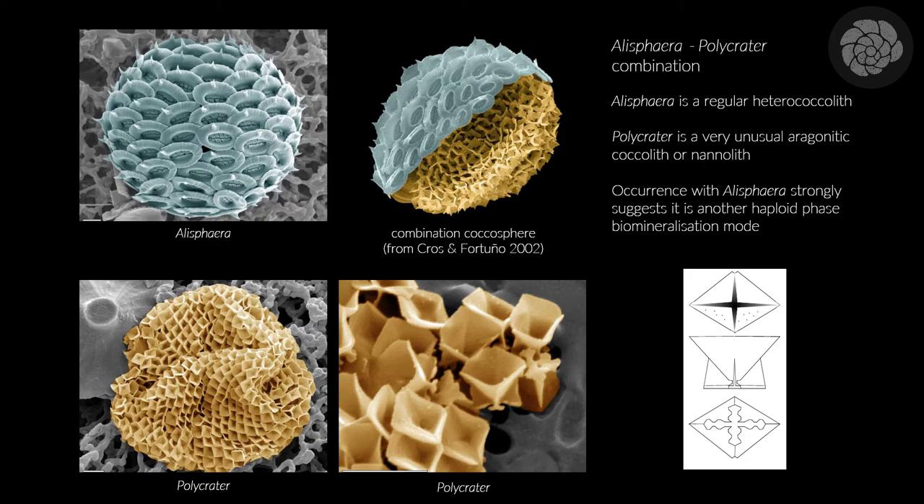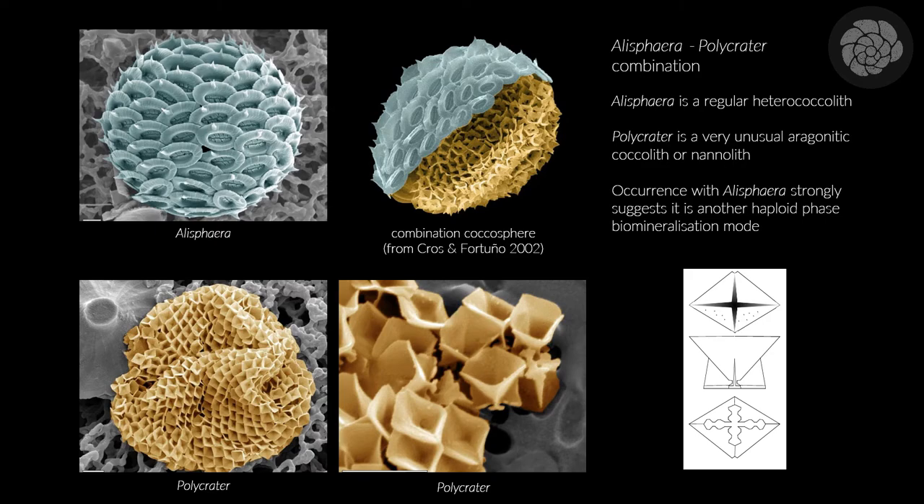Another example where we know it's actually neither modified holococcus. I mean, it's conceivable that it could be described as modified, that it might have evolved in some way from a holococcus phase. Polycrator is another one. You'll only come across these if you work on modern plankton. They're really small, only about 0.2 of a micron across, little square cups. And these are made of aragonite, not calcite, which is one clue that they're not homologous.